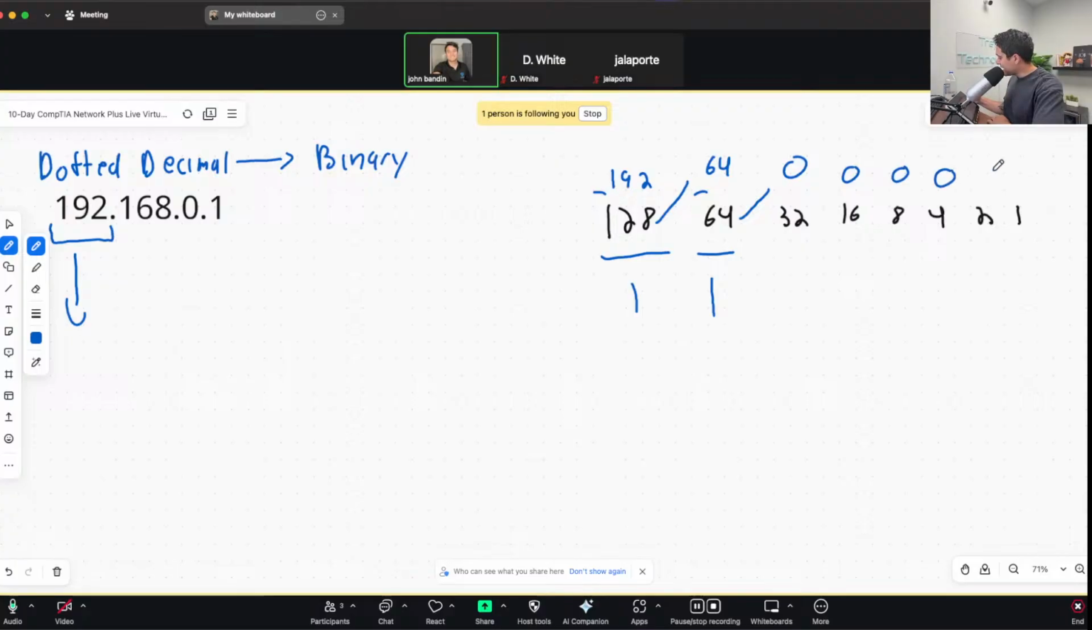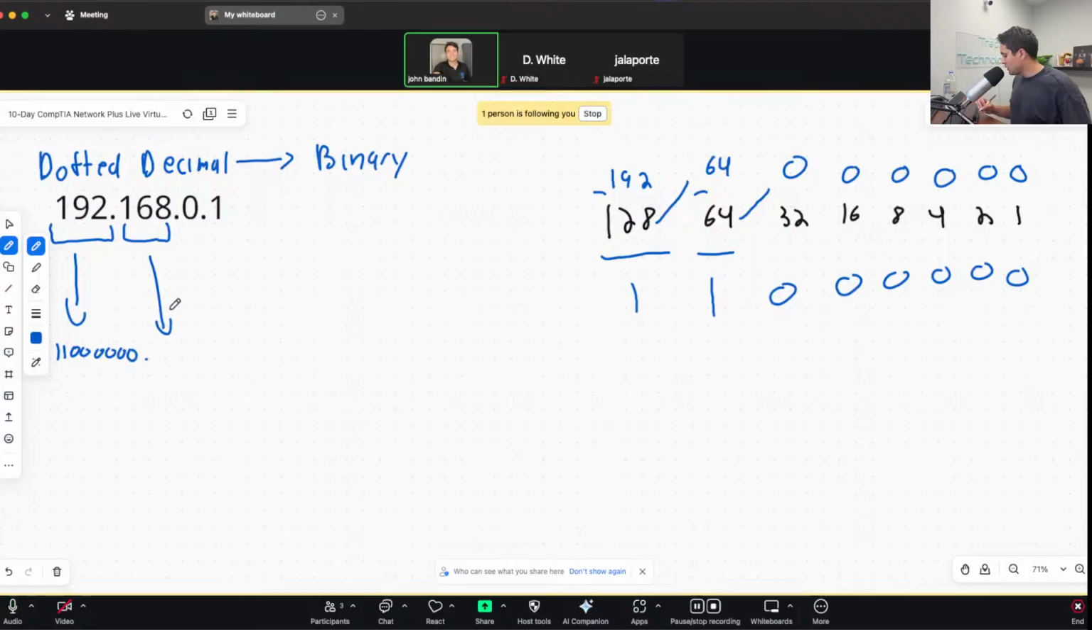And then if we ask that same question down the line, is 0 greater than or equal to any of these numbers? What's our answer? No. 0 is not greater than or equal to any of these numbers. So the rest are going to be off bits, zeros. So this first octet here is 1, 1, and then the rest are zeros.